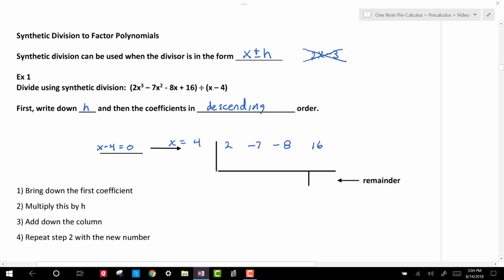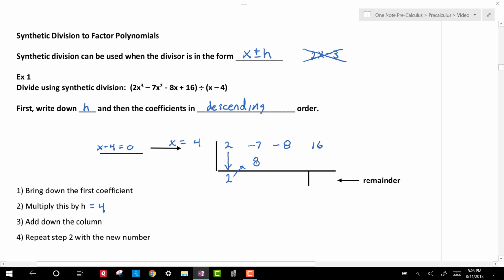So here we go. Here are the steps on the left side. I'm going to talk through them. Step number 1 is to always bring down the first coefficient. Doesn't matter what it is. And then you're going to multiply this by whatever your h value was. In this case, you're going to multiply by 4. So 4 times 2 gives me 8. When I multiply 4 times 2, I'm going to bring that result up right here.